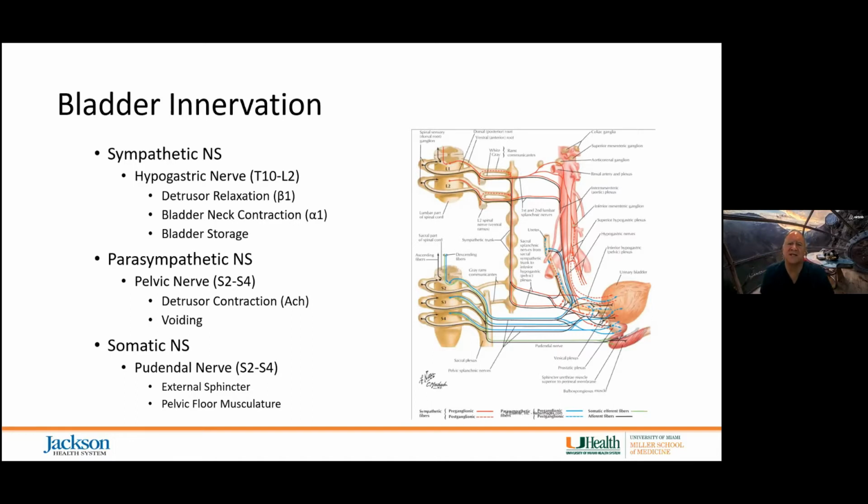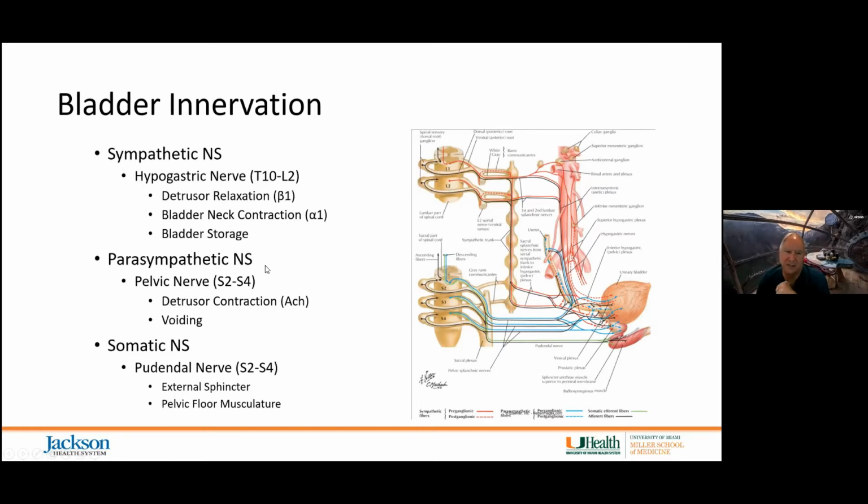The sympathetic nervous system is mediated through the hypogastric nerve. So components of T10, T11, T12, L1, and L2 all contribute to the hypogastric nerve. The hypogastric nerve is shown in this slide as several different nerves, and they provide sympathetic influence to cause detrusor relaxation through beta 1, bladder neck contraction, alpha 1 receptors, and then ultimately this is going to lead to bladder storage.